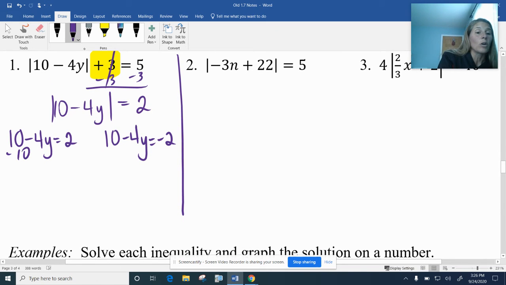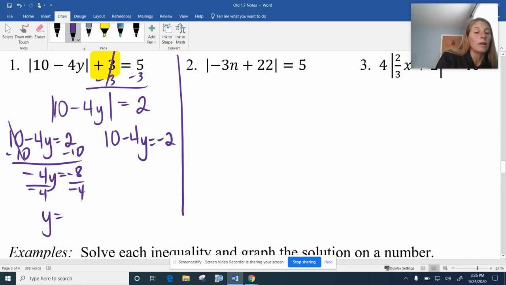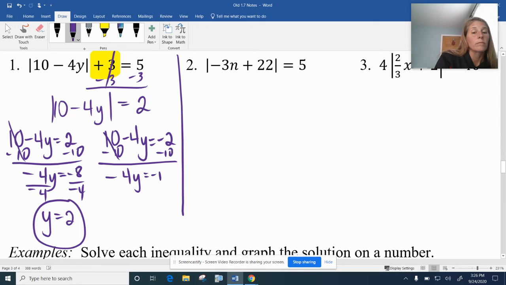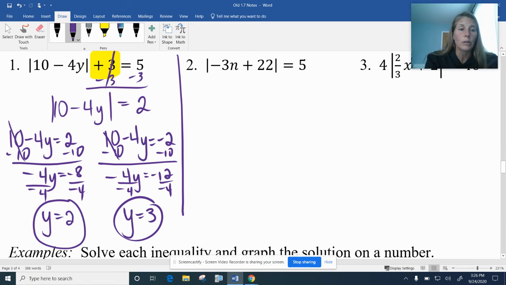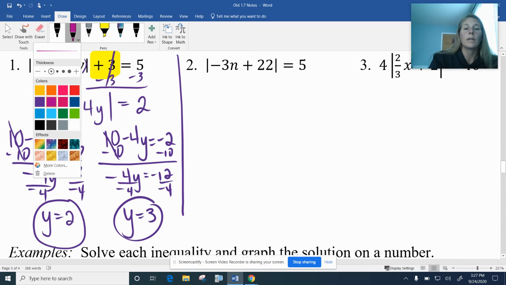So now I'm just doing my solving, subtracting 10, dividing by negative 4, making sure when we divide by a negative there, we end up with that positive 2. Then on the other side, subtracting the 10, and then dividing by the negative 4, and we get y equals positive 3. And again, you can just mentally plug those numbers back in for y here and see if they make sense, right? Okay, so then the next one is negative 3n plus 22 equals 5.